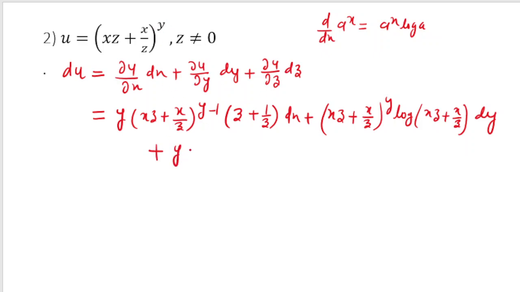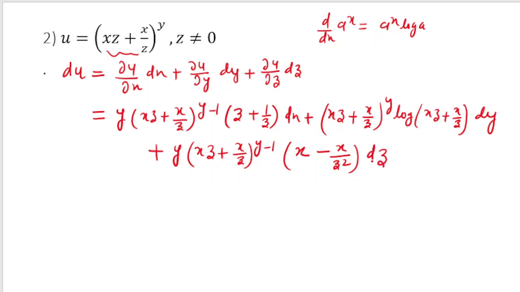and plus del u by del z, again y will be treated as a constant, so I will write y xz plus x by z to the power y minus 1, and this time in the bracket we have this, so I have to differentiate it with respect to z. So x will be a constant, so I will write x, and derivative of 1 by z is minus 1 by z square, so I will get minus x by z square, and then we have the term dz. So this is how the total differential of u will look like.